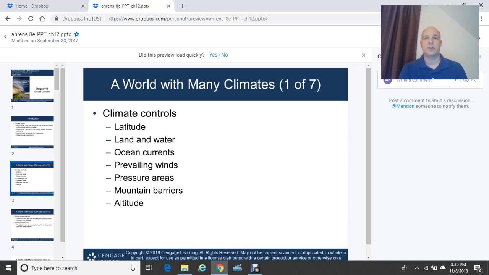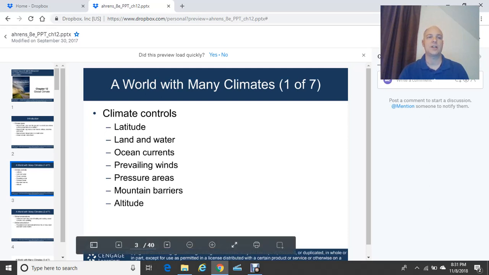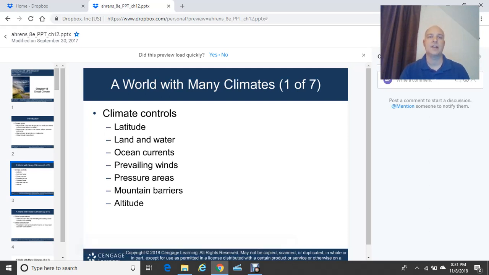And then altitude. How high are you above sea level? How close are you to sea level? If you're in a location that's at higher elevations like Denver, Colorado at 5,280 feet, the Mile High City, you're going to have a much different climate than, say, New Orleans, which is sitting at sea level. So just some of the climate controls to really keep in mind and how the climate is shaped at different locations around the world.